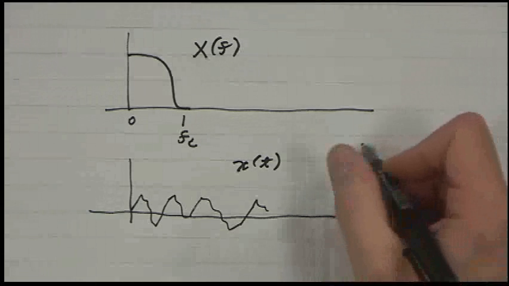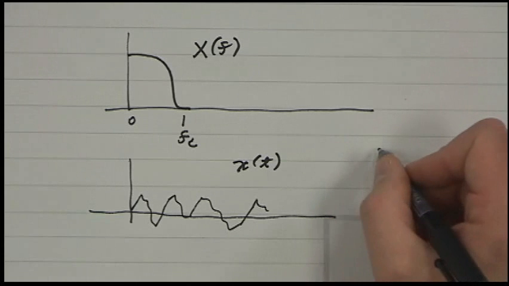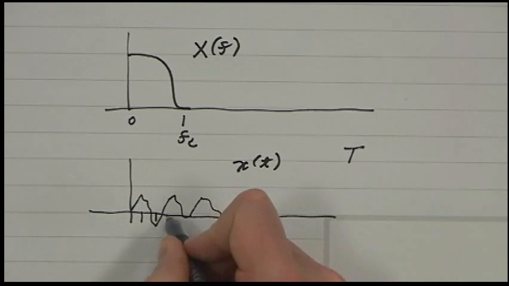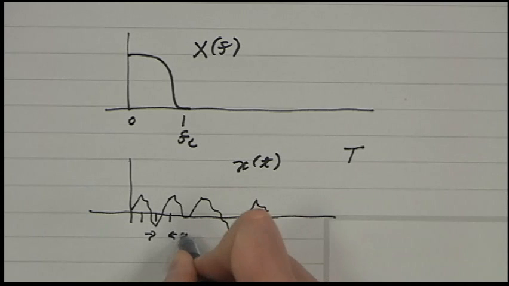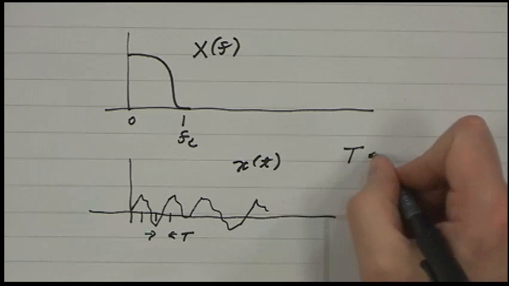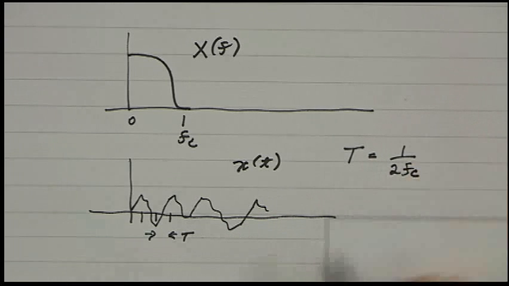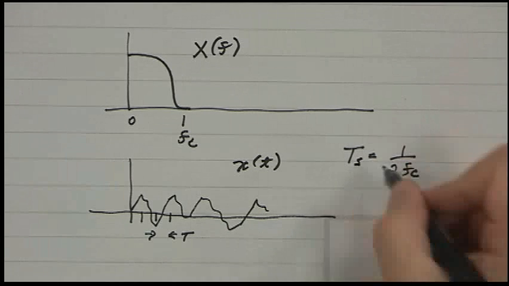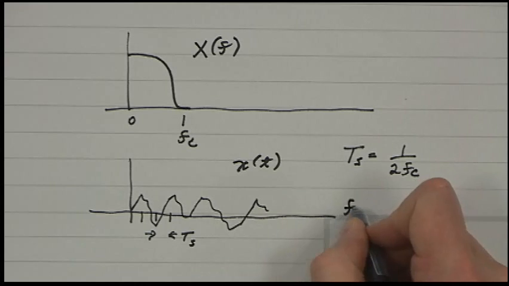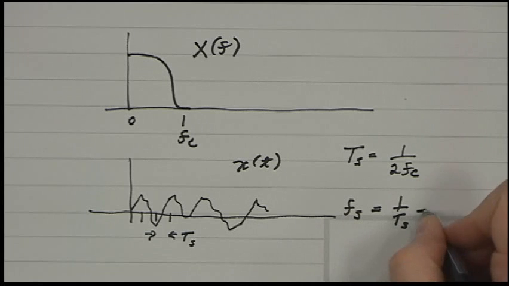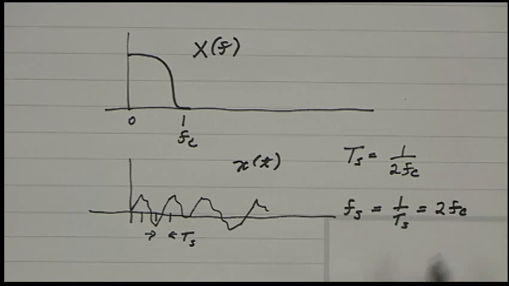You have to sample it at least, so T, the sampling period, has to be equal to 1 over 2 f sub c. So that's the sampling period. The sampling frequency, f sub s, is equal to 1 over T sub s, okay, that's got to be equal to 2 f sub c. So you have to sample at twice the highest frequency. This is called the Nyquist criteria.